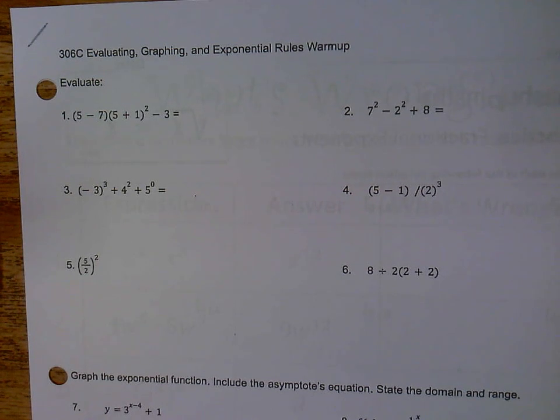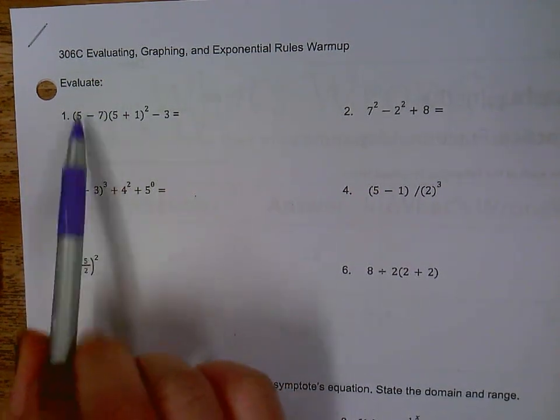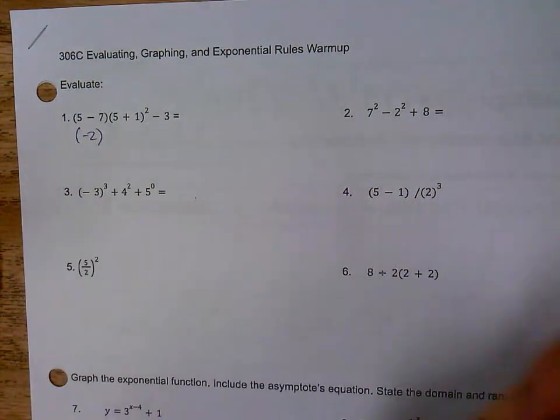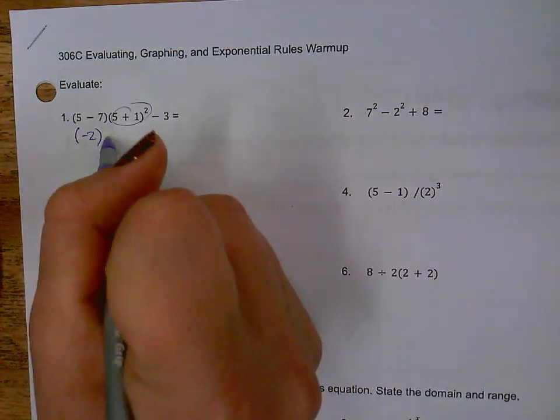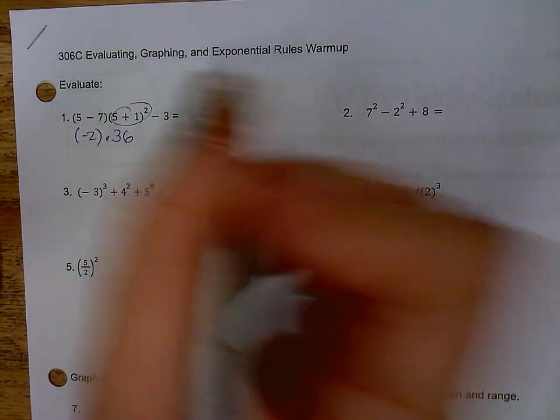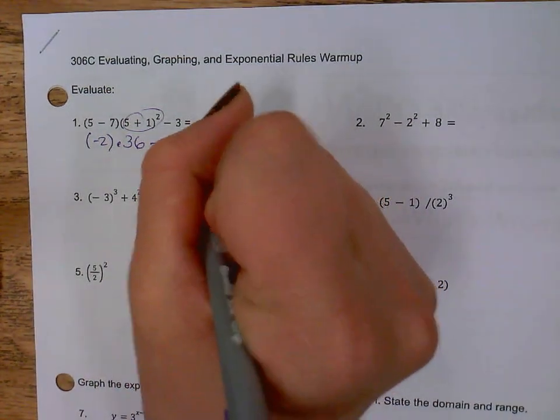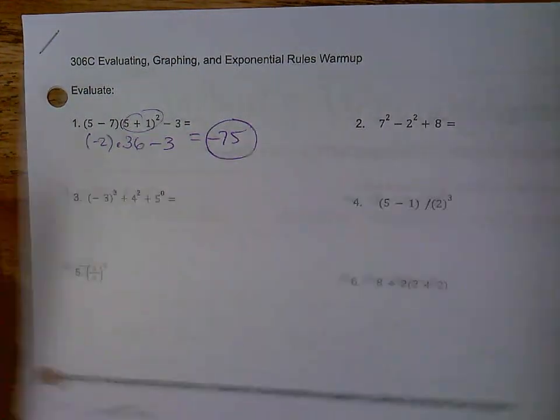Look at the order of operations. If you don't have a calculator, this is -2. This is 6 squared, right? So times 36, and then minus 3. So -72 minus 3 would be -75. It's big without a calculator. I probably wouldn't have you do 2 times 36.